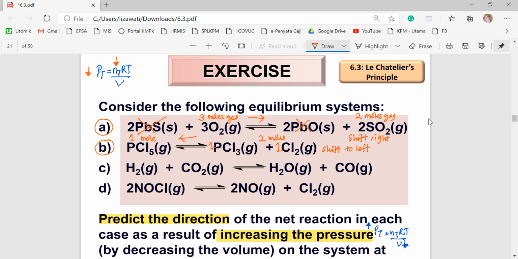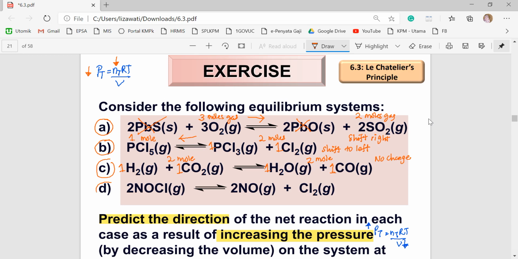Okay, next, C. So gas, 1 mole plus 1 mole, we get 2 moles. For the product side, 1 mole and 1 mole, so also 2 moles. Therefore for this one, there is no change in the equilibrium direction. Why? Because the total moles of reactant and total moles of product are the same.